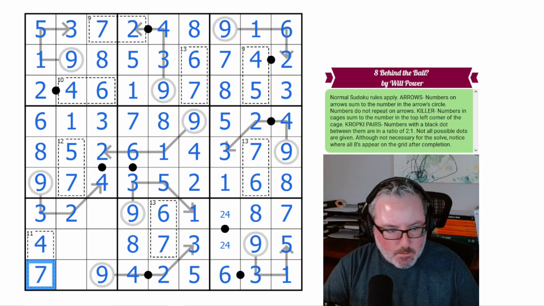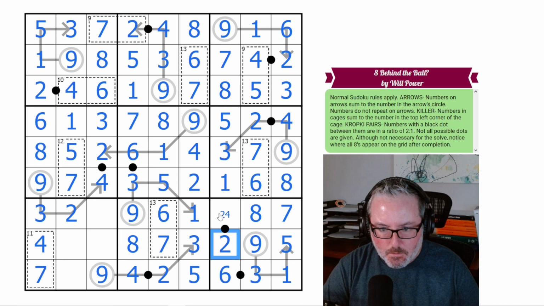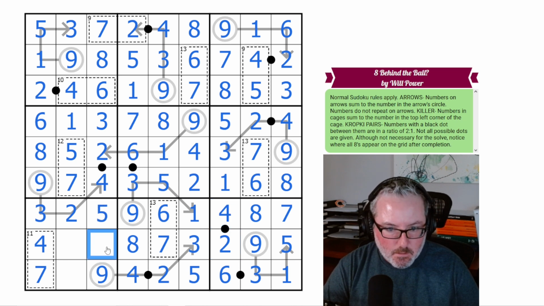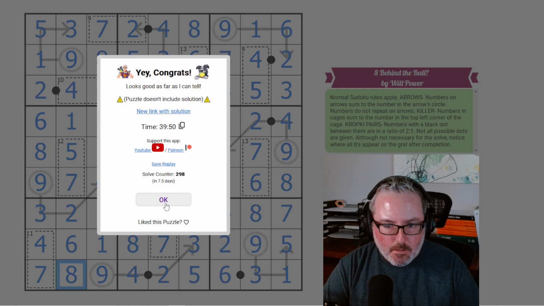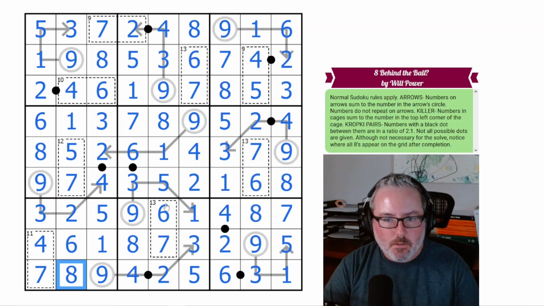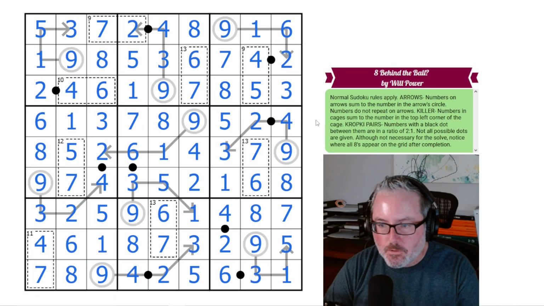4, 7. That 4 sees the 2 and the 4. This is a given 5. This is a given 1. This is a given 6. And this is a given 8. And there we go. Congrats. Looks good as far as I can tell. There is no solution provided.